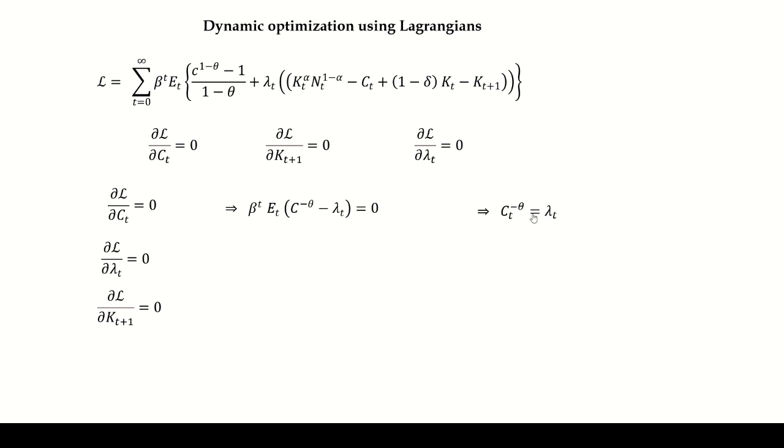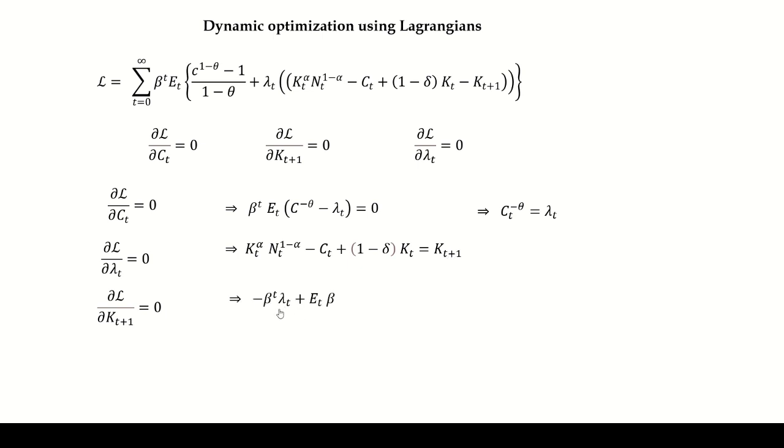The expectation operator will be dropped because in the current period everything would be known, so we can drop the expectation operator as well. Let's move on to the second FOC with respect to lambda t. This whole equation will come as it is over here.